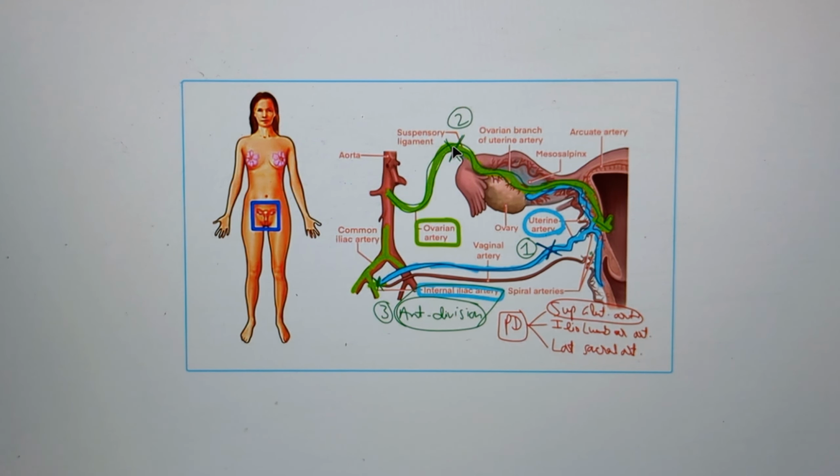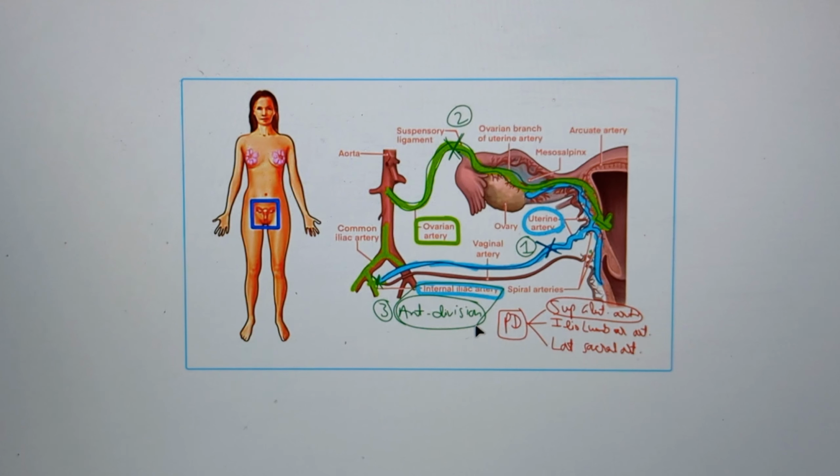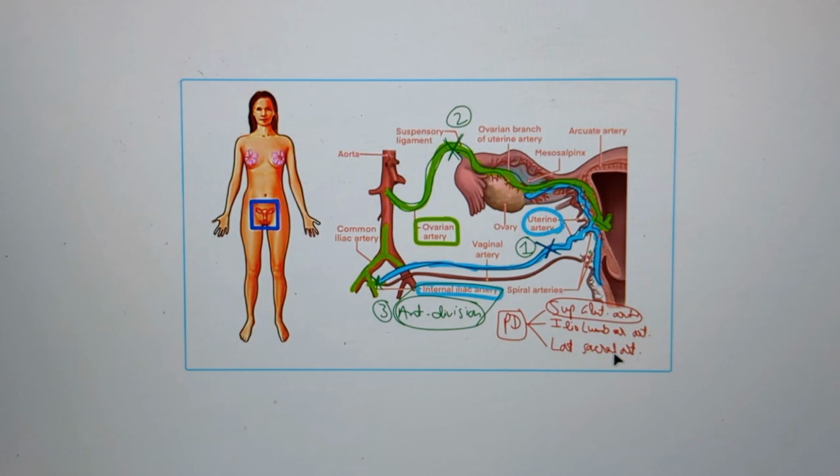If the bleeding still continues, the next step is to ligate the internal iliac artery, specifically its anterior division. The posterior division must be spared because it supplies the gluteal region through its branches: superior gluteal artery, iliolumbar artery, and lateral sacral artery. If the posterior division is included in the ligation, the gluteal muscles and associated structures will be damaged.